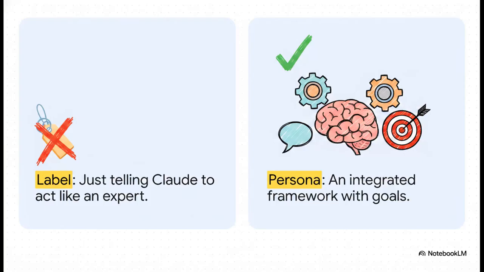So here's the absolute core problem with how most people prompt. You type, act like an expert, right? But that's just a label. It's basically slapping an empty name tag on the AI and hoping it magically knows the job. A true persona, on the other hand, is a comprehensive framework. It's an integrated character equipped with a highly specific way of thinking, a distinct voice, built-in constraints, and clear, actionable goals. Those frustrating generic results you get from standard prompts, yeah, they usually happen because you're relying on weak labels.